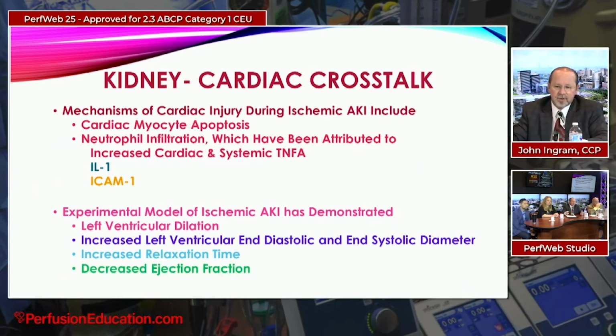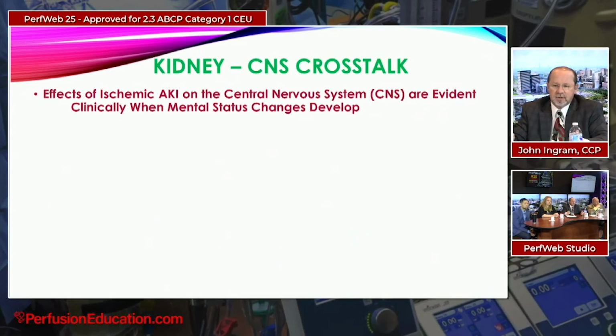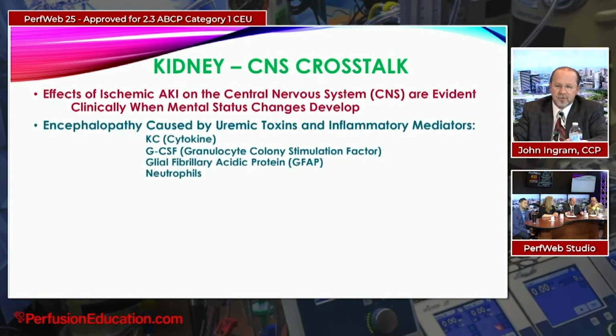Decreased ejection fraction. So now let's talk about kidney-CNS crosstalk with the brain. The effects of ischemic AKI on the central nervous system are evident clinically when mental status changes develop. So here again, you have somebody who just experienced AKI. They begin to deteriorate in their central nervous system.